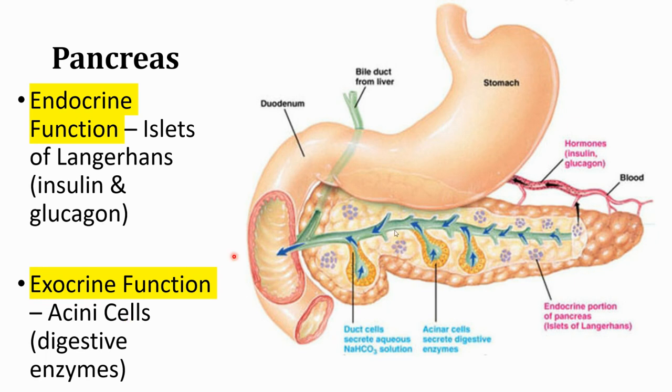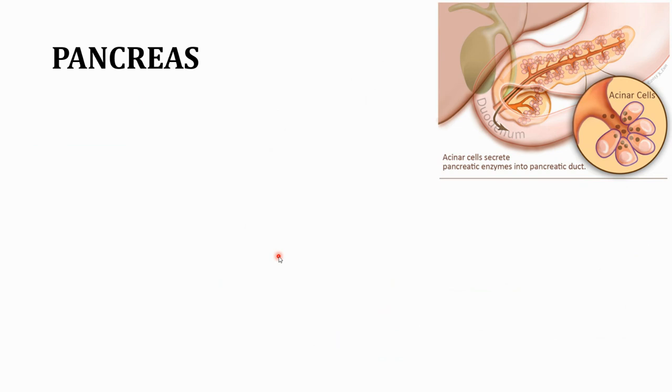Now, your pancreas also has exocrine functions, and these are going to be handled by the acinar cells, this group right here. And they're going to secrete these digestive enzymes, which are going to enter into the pancreatic duct, make their way to the first section of the small intestine. Again, here's another grouping here of that exocrine function.